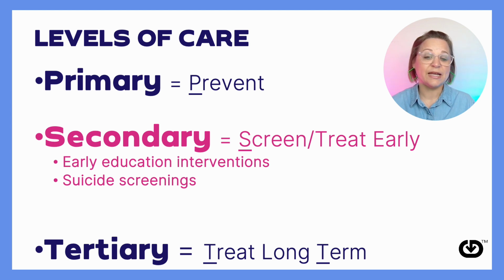S stands for secondary, or screen and treat early. The idea here is to catch mental illness early in the process before it becomes too bad, screening them for those symptoms, and then providing early treatments. The idea is that it won't progress to be as bad if we can catch it early. So examples of secondary prevention include early education interventions and suicide screenings.